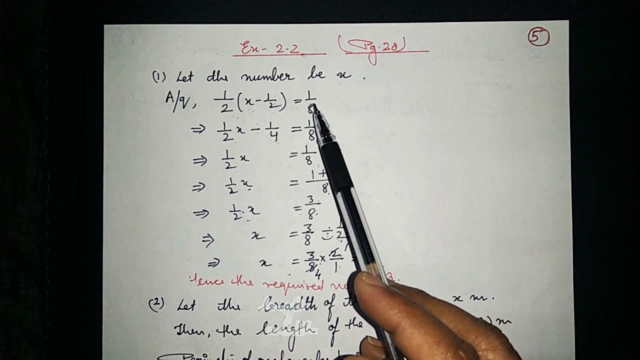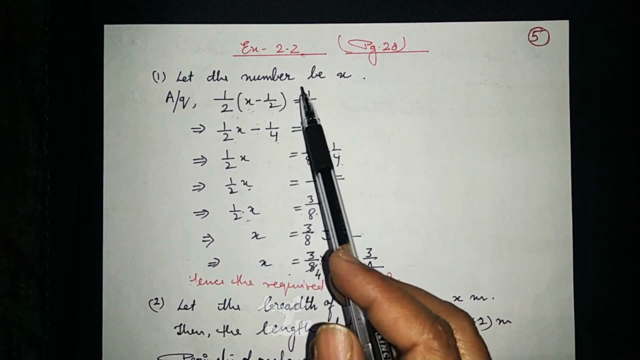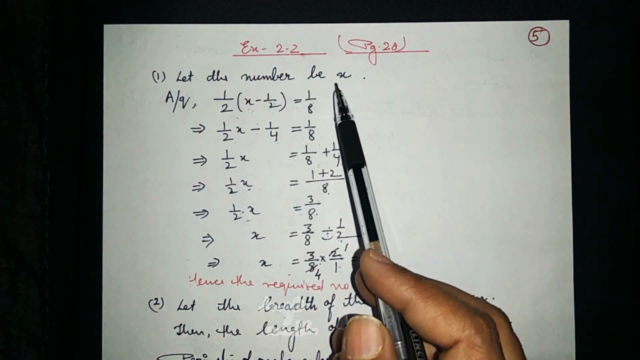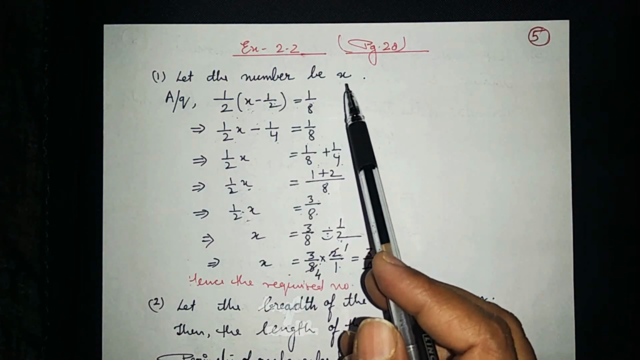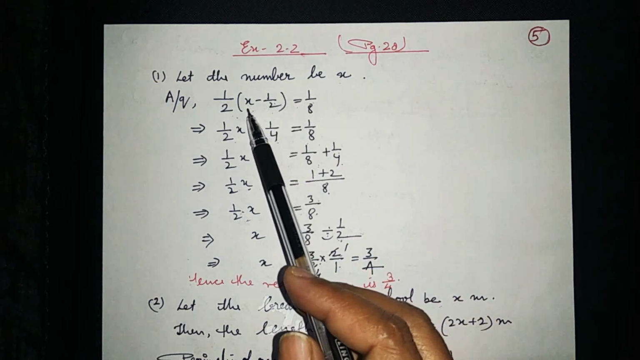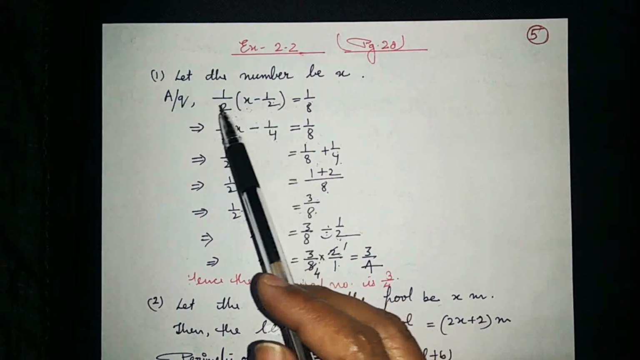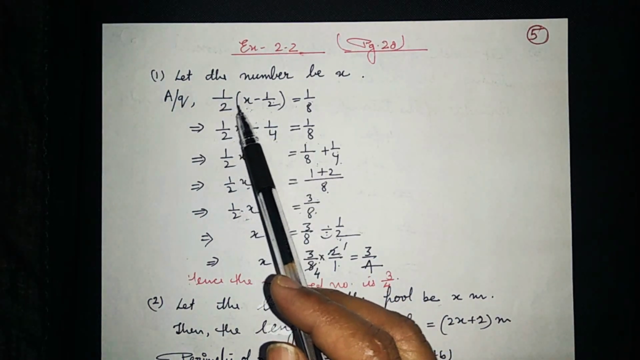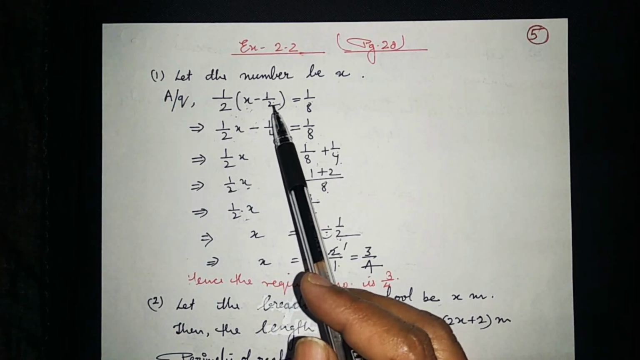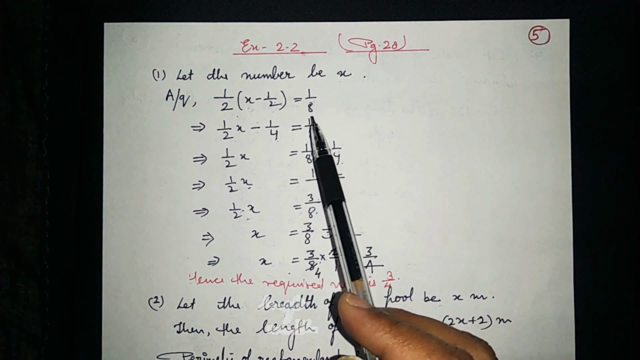by 8. Then according to the question, here we don't know the number, so we will assume that number. Let the number be x. According to the question, if we subtract 1 by 2 from a number, so x minus 1 by 2, and multiply the result by 1 by 2, then 1 by 2 into x minus 1 by 2 is equal to 1 upon 8.